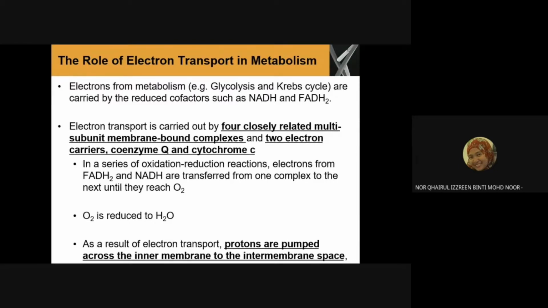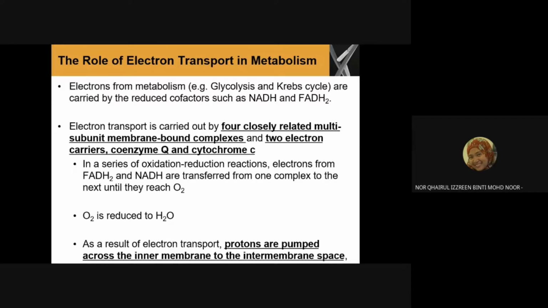So electrons from FADH2 and NADH are transferred from one complex, complex 1, 2, 3, 4, to the next until they reach the oxygen molecule at the end of the ETC chain. The oxygen molecule is reduced to produce a water molecule. As a result of this electron transport, what is the result? Proton gradient. When we transfer electrons from one complex to another, we also at the same time pump hydrogen ions. That creates a proton gradient. So the result here is due to the proton gradient.